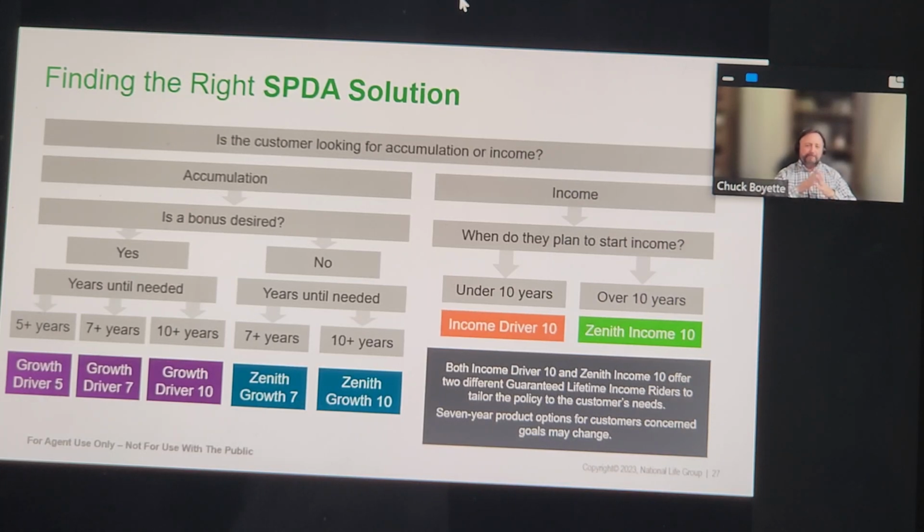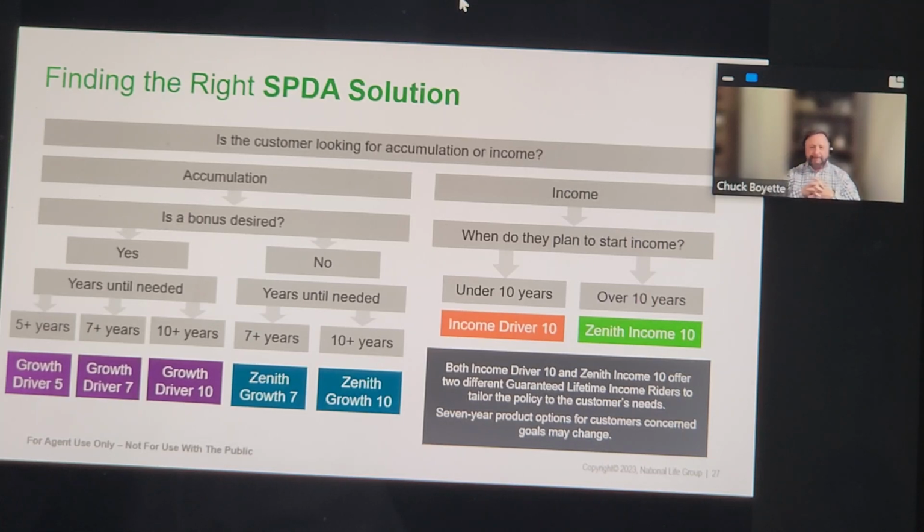So then it's how many years until they need their accumulation value. If they have 5 years, or it could be longer, Growth Driver 5. 7 years or more, Growth Driver 7. 10 years or more, Growth Driver 10. So it's really pretty simple. Are they looking for accumulation? It's going to be one of our growth products. And are they looking for a bonus? If so, it's going to be Driver.